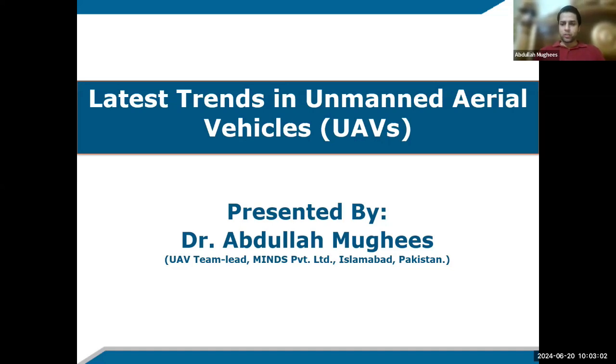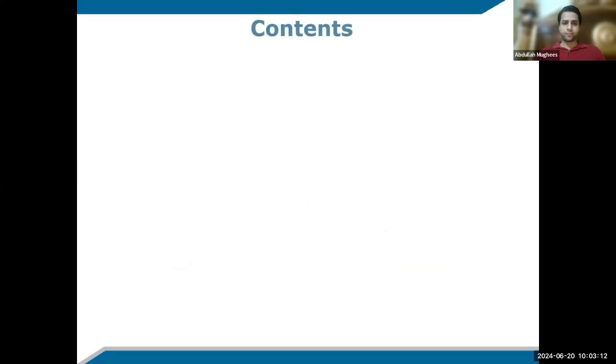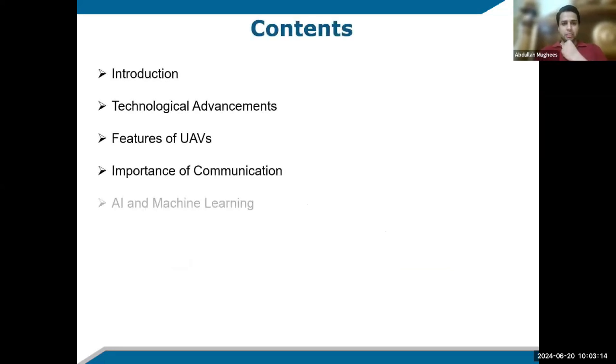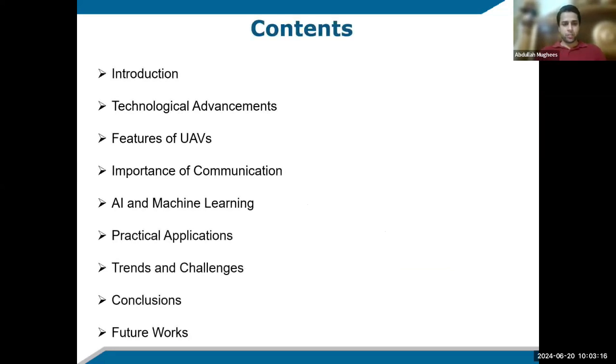Right. So today we'll be looking into the topic of latest trends in unmanned aerial vehicles. The short form for this is UAVs. Okay, so these will be the contents of the presentation. We'll start with the introduction of what these UAVs are and what are the types that are in there and what is the historical background. And then we'll see the technological advancements, how the technology advanced with respect to time in terms of these drones, and we'll see what these drones can do.